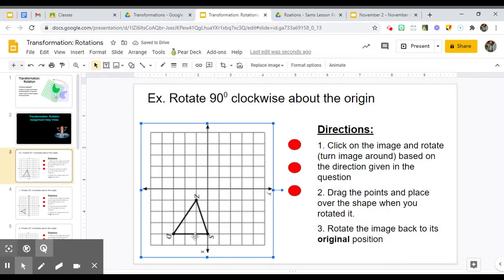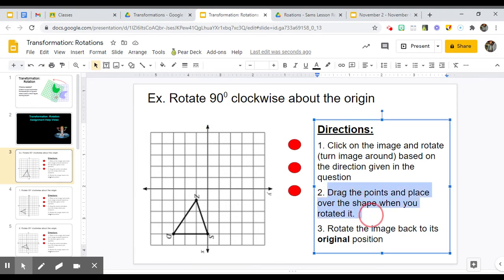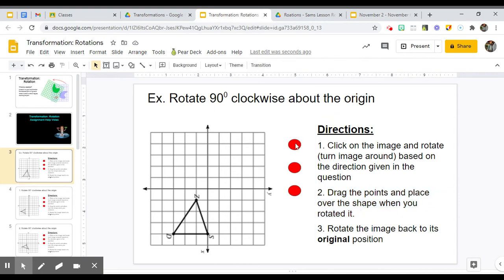Okay, so after you have let go of it and it's turned on its side 90 degrees, notice that the Y and the X axis obviously didn't stay in place because you're turning the whole entire image. Don't worry about it. Then it says the next step is to drag the points and place them over the shape when rotated. So I'm going to drag this point over point Z.